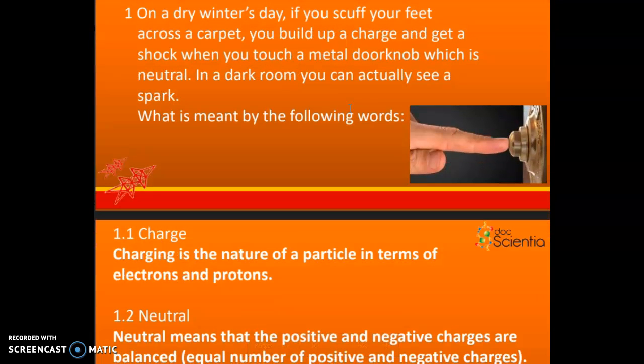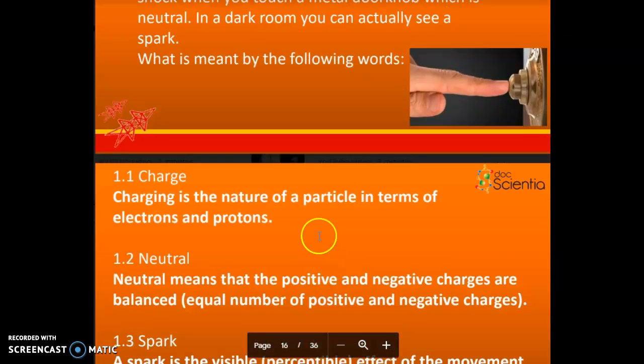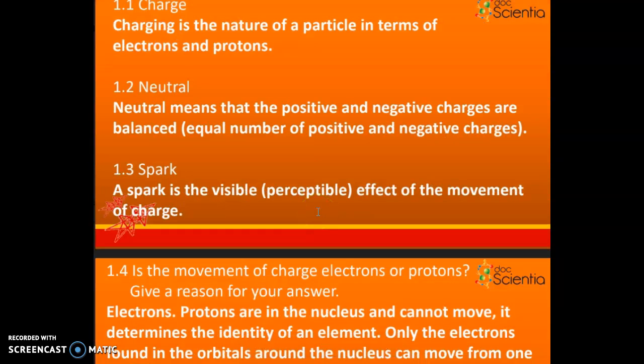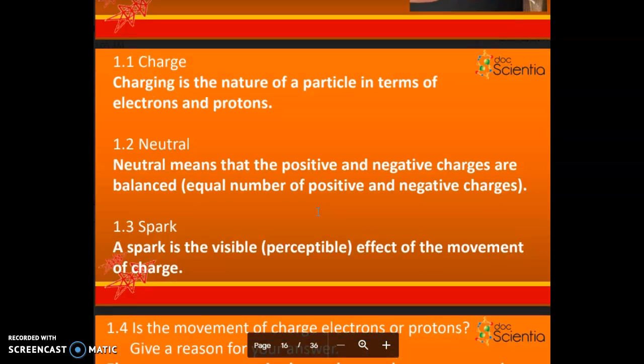Explain them. What is 1.1? A charge. A charge is the nature of a particle in terms of how many electrons and protons it has. Number 2. What is neutral? Neutral means that the positive and negative charges are balanced, so there is the same amount of positive and negative charges.